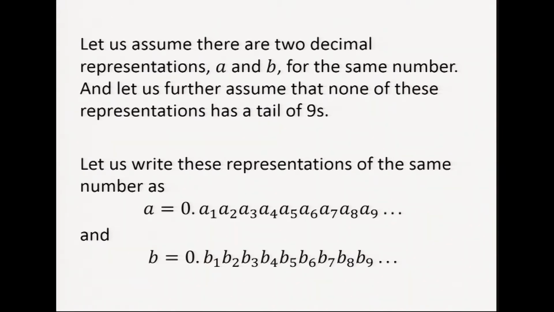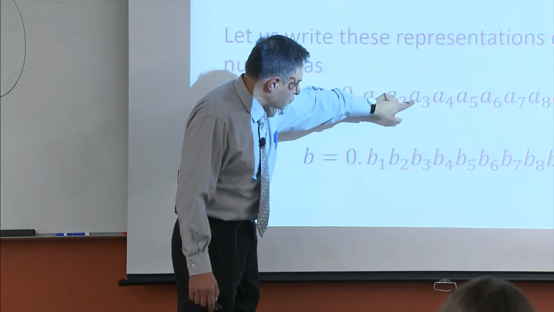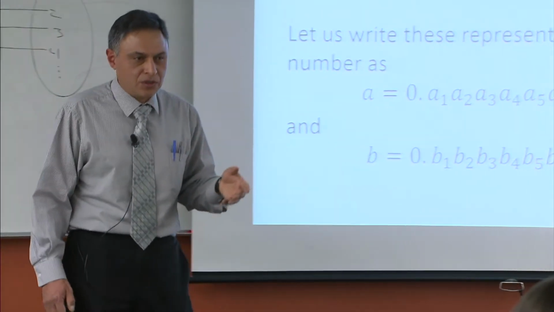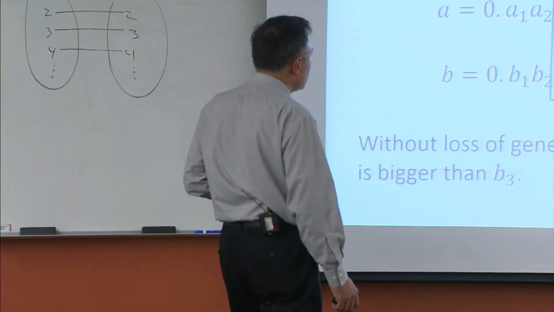So pretend those are two different representations of the same number. Now, what do different representations mean? It means that the digits are at some point not the same, correct? So that could be equal to that, that could be equal to that, but then there's one place where they're different. Otherwise, they're not different. In order for two things to be different, they have to be different at least at one point, in one place.